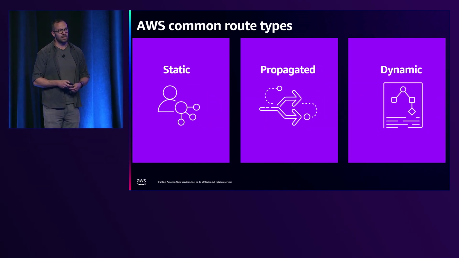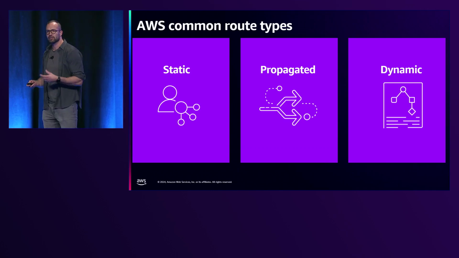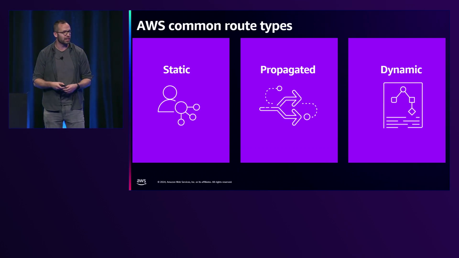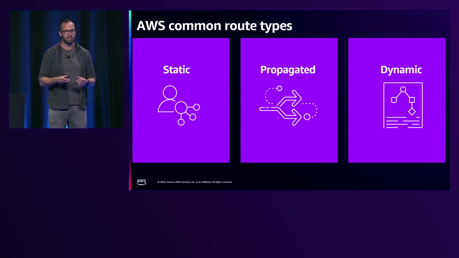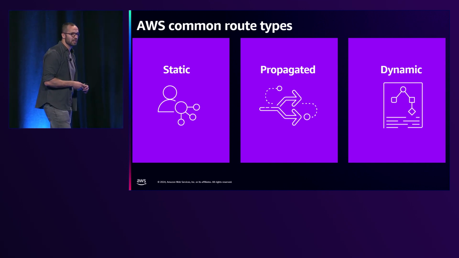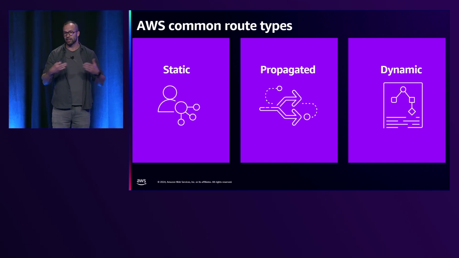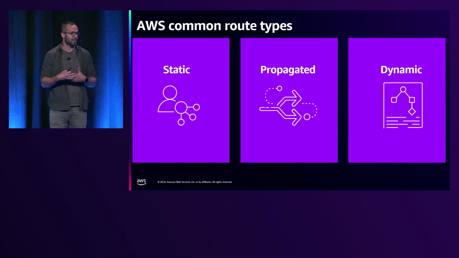And finally, dynamic routes. When we see dynamic routes within AWS, that usually means Border Gateway Protocol, BGP, which is a standard protocol for exchanging routing information out on the internet as well. You have two peers, they connect over TCP, they exchange their routing databases.